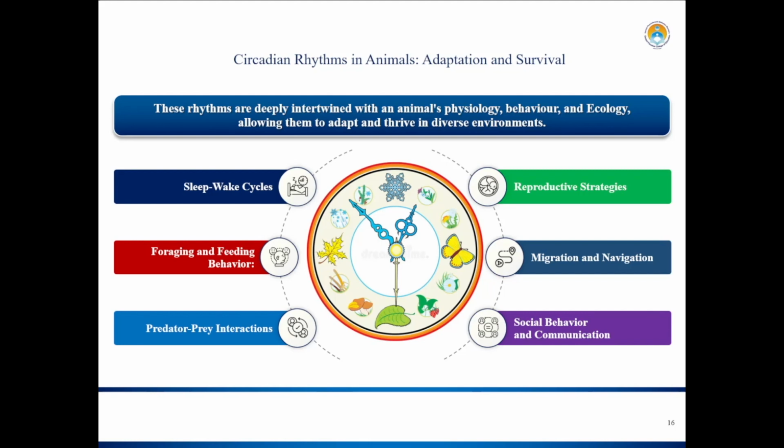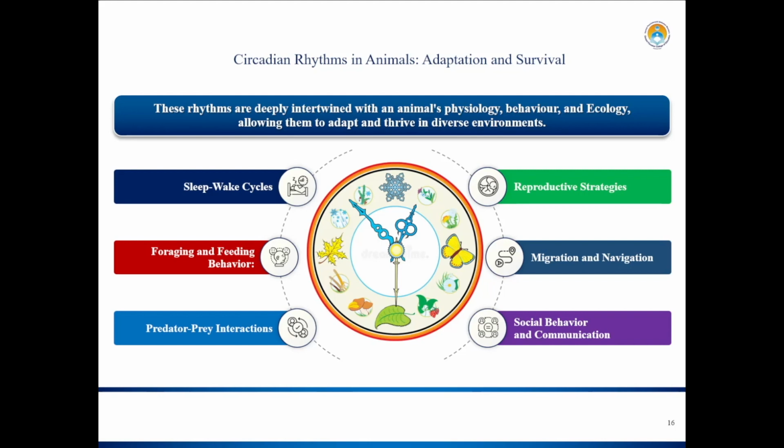Foraging and feeding behavior: circadian rhythm is closely linked to an animal's foraging and feeding behavior. Many animals have developed behavior that aligns with the availability of food sources during specific times of the day. This synchronization optimizes their chances of finding and consuming prey. Species of insects, birds, and mammals are more efficient at foraging during specific periods of the day when food sources are abundant and accessible.